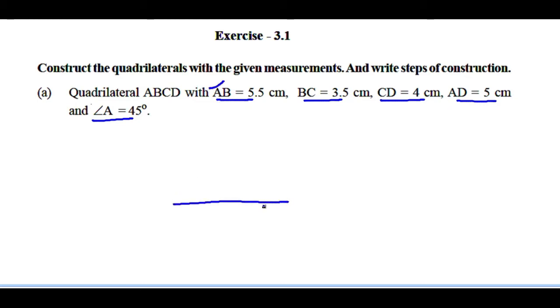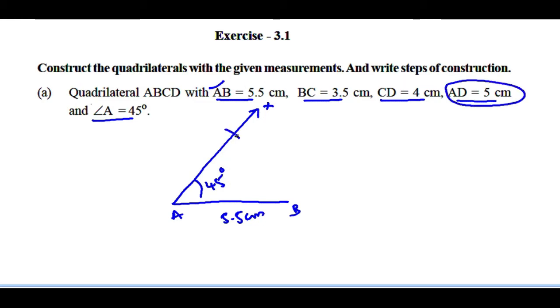So I am going first step. We are going to draw a rough sketch of the required quadrilateral and mark the given measurements. So you should take AB with 5.5 centimeters. Now construct the angle A 45 degrees, that is ray AX, to take the 45 degrees. Now after this, we know the length of AD is 5 centimeters, so you should mark the point D here, then you will get the D point here.